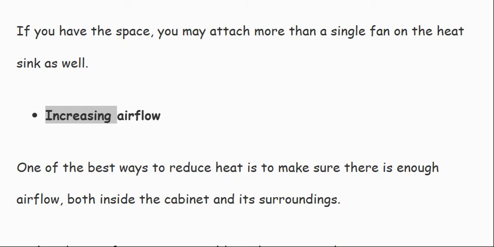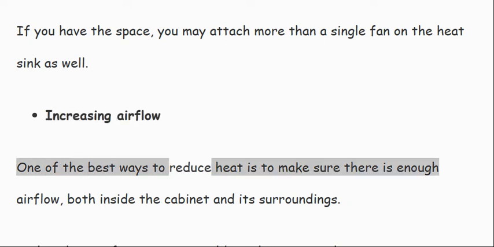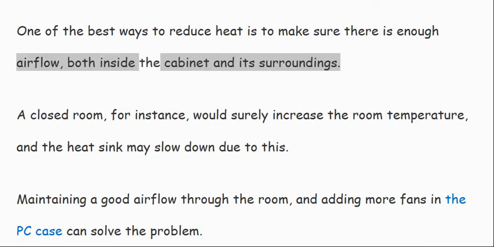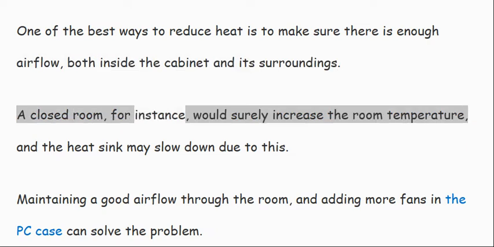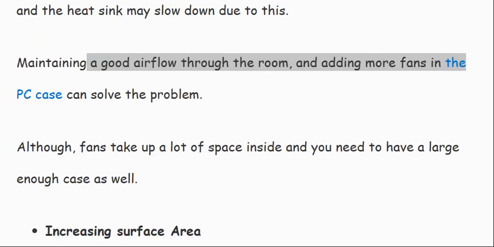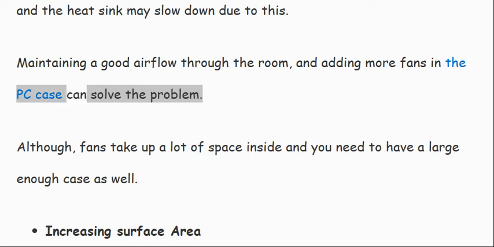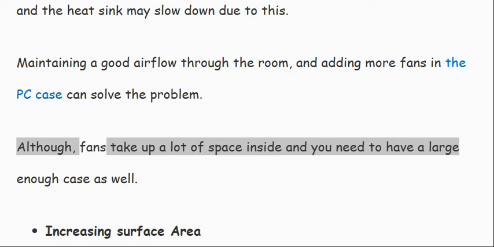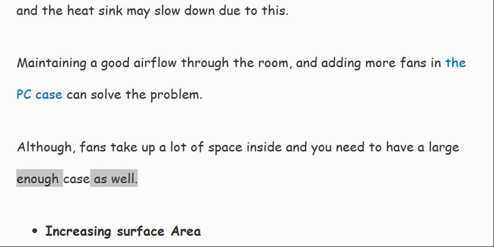Increasing airflow. One of the best ways to reduce heat is to make sure there is enough airflow, both inside the cabinet and its surroundings. A closed room, for instance, would surely increase the room temperature, and the heat sink may slow down due to this. Maintaining a good airflow through the room and adding more fans in the PC case can solve the problem. Although, fans take up a lot of space inside, and you need to have a large enough case as well.